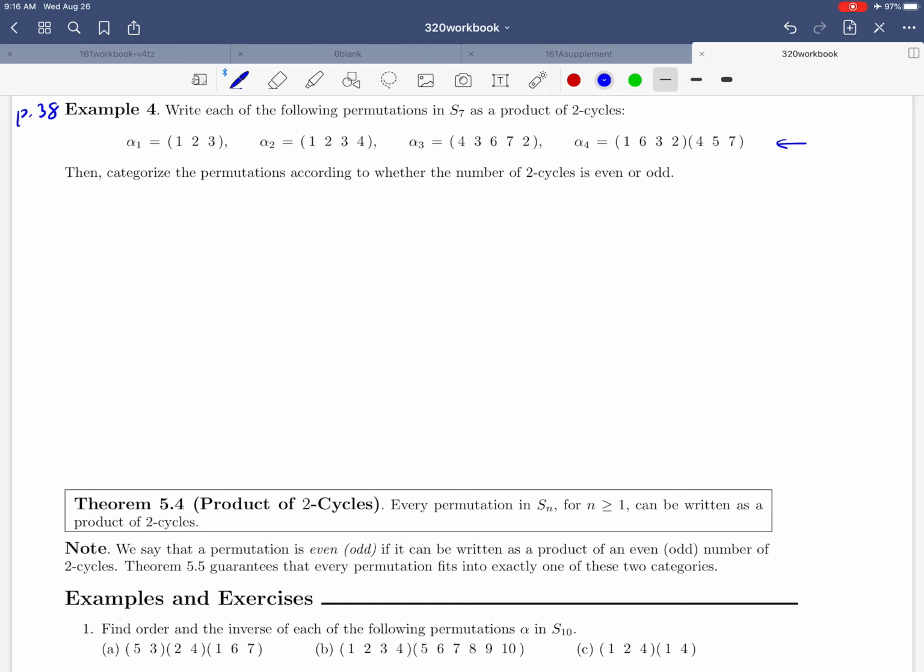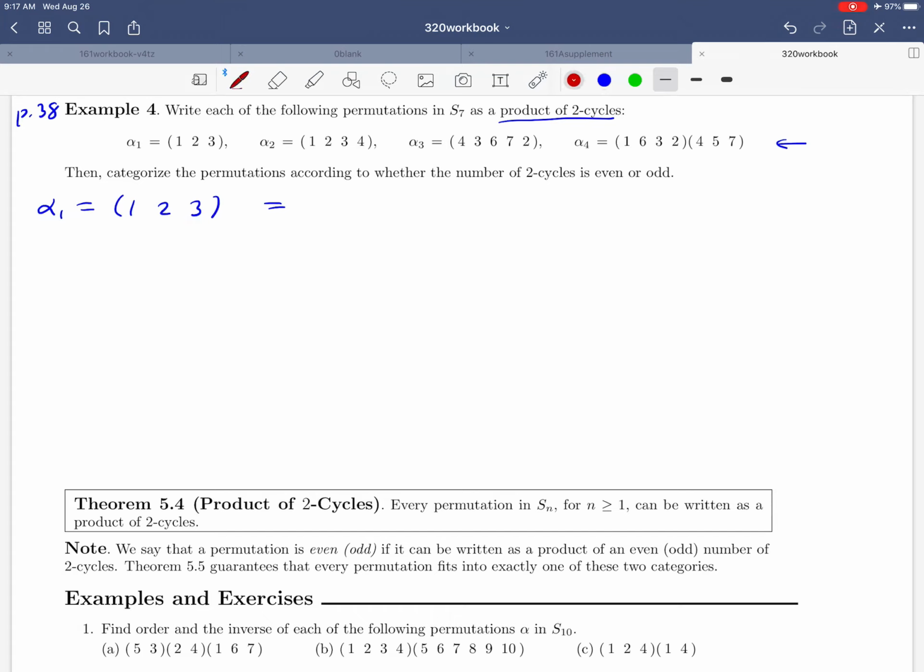Okay, so let's start with the first part of the question, the product of 2 cycles. I'm going to show you a nice systematic way that you can do that with any permutation. We'll start with the 3 cycle, 1 goes to 2, goes to 3, goes back to 1 again. Here's how we can decompose this into a product of 2 cycles.